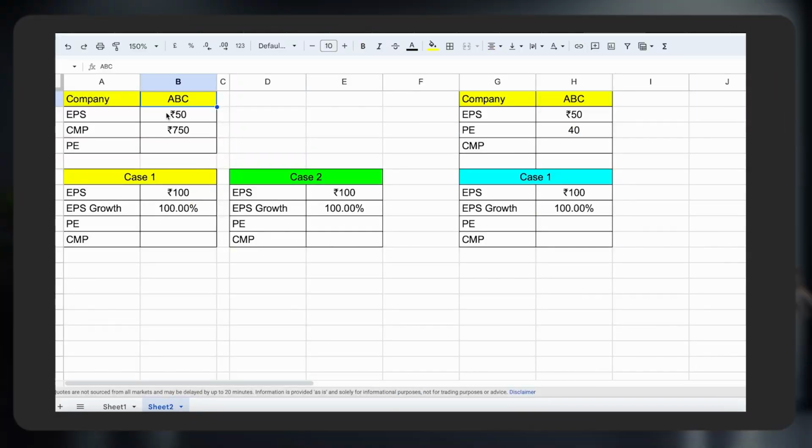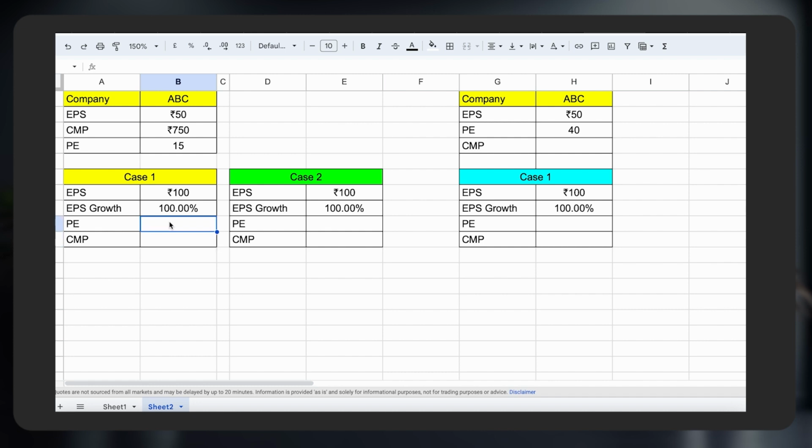Alright, let's get started. So first and foremost, there are two key parameters that decide how much return a stock can generate. First is EPS, that is earning per share, and second is valuation. Now let's say there's a company ABC with earning per share of 50 rupees and current market price of 750. So its PE ratio would be 750 by 50, that is 15. Now let's say the company's earning per share has increased from 50 rupees to 100. It means earnings have doubled. Now ideally the stock price should also reflect that and the stock should double.